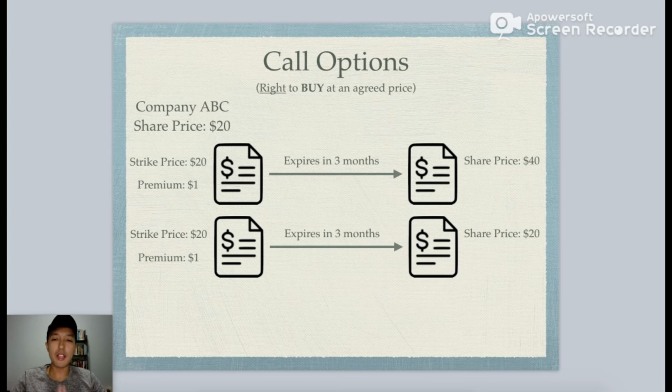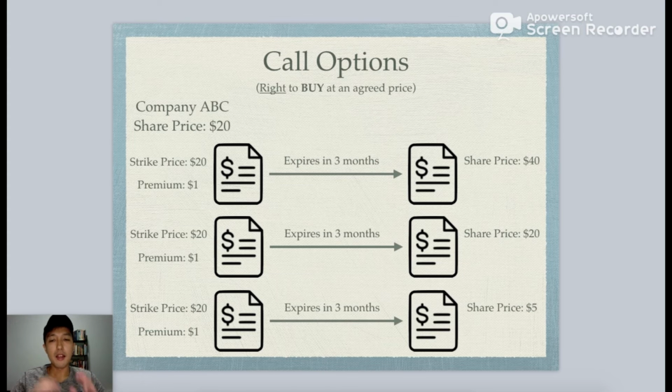Scenario 2, same thing, you have a call contract at the strike price of $20. 3 months later, assuming the share price doesn't change, it stays flat at $20. What do you think is the value of that contract? And in the third scenario, same thing, you have a call contract, strike price $20. 3 months down the road, instead of going up, the share price went down to $5. What do you think is the value of the contract?